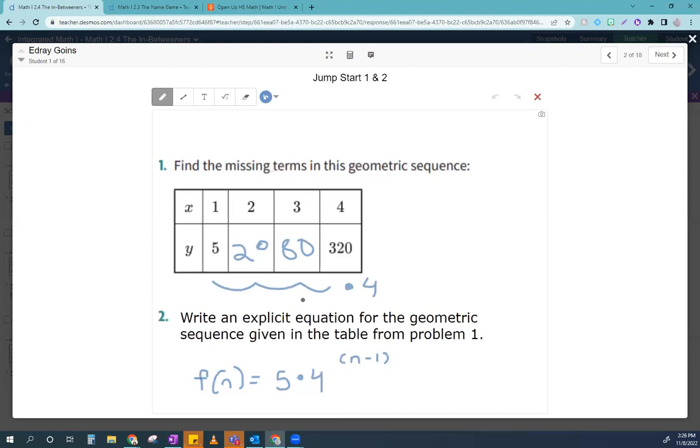Look at all these jumps. I don't believe you. And then you check. They left me a little note here, Ms. Johnson. Just multiply by 4. Okay, fine. I'll check. So 5 times 4 is 20. 20 times 4 is 80. And 80 times 4 is 320. Yay! So far, this works really well.